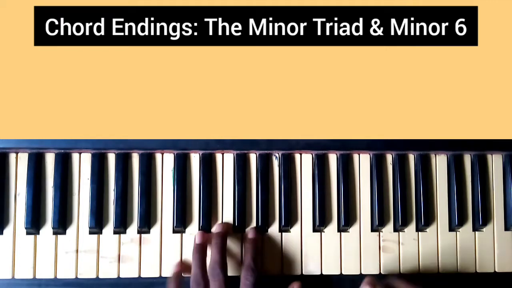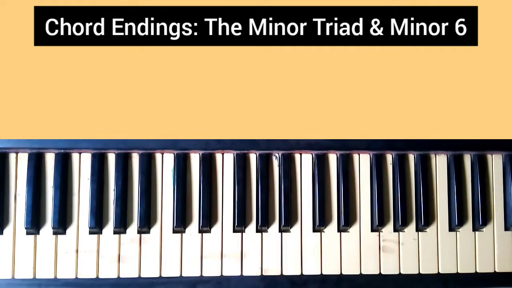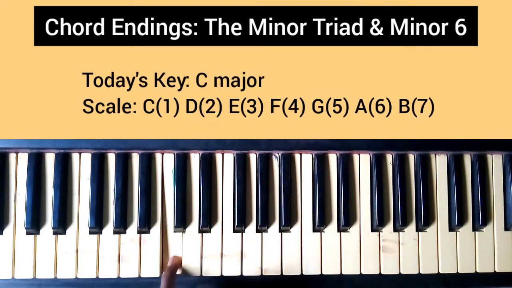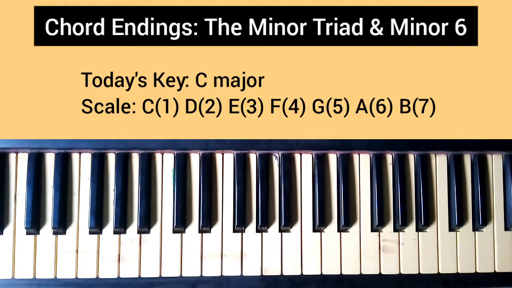So we're going to be in the key of C major today. So let's have a brief run of the C major scale. C is the first note of the scale, so C is the 1. D is the second note of the scale, so D is the 2. E is the 3. F is the 4. G is the 5. A is the 6. B is the 7. And back to the 1, which is the C.